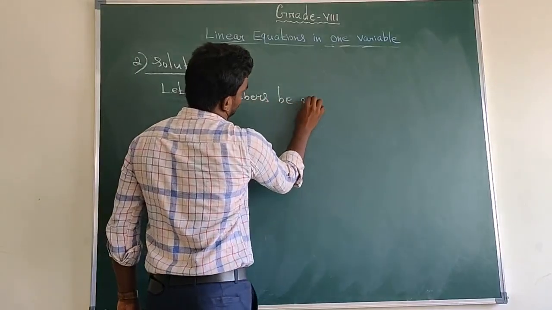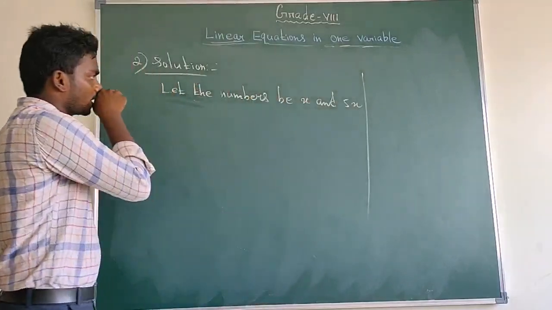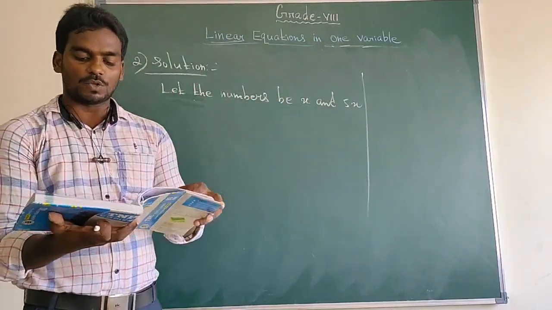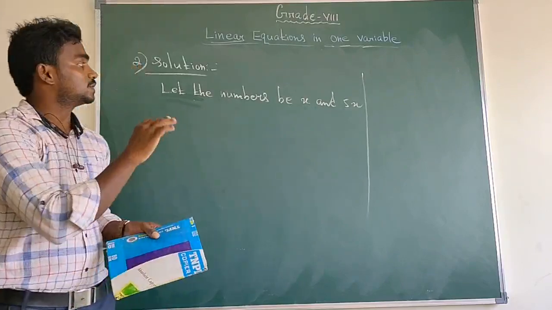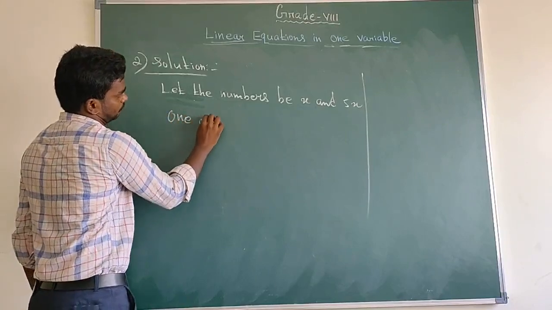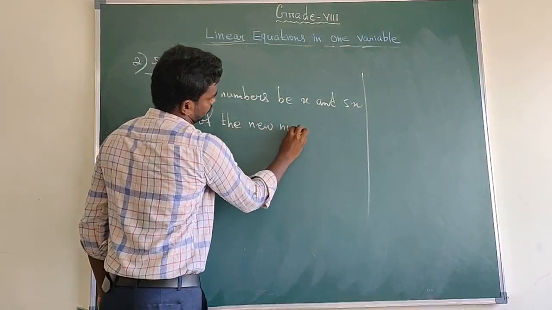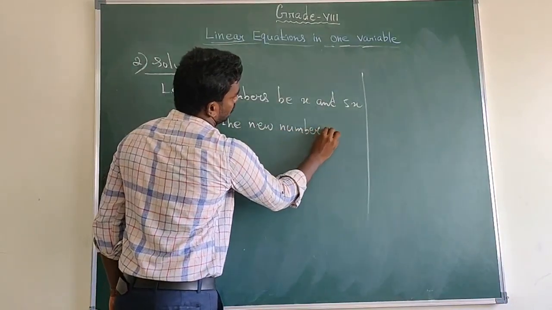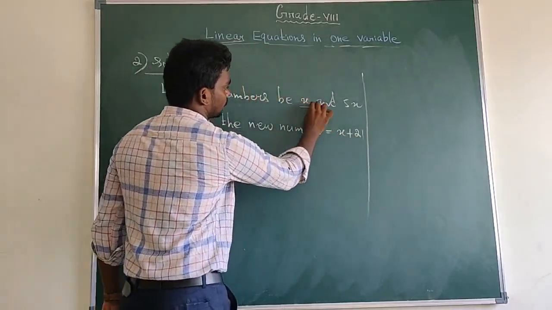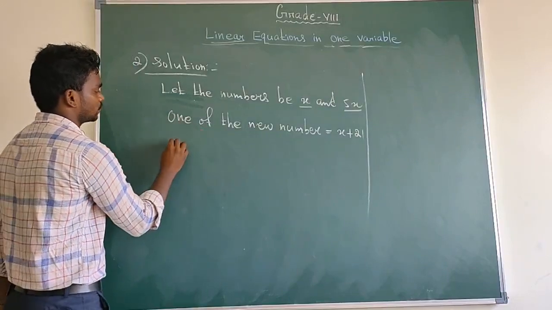Let the numbers be x and 5x. So one number is x and another number is 5x. The positive number is 5 times another number if 21 is added to both the numbers. If 21 is added to both the numbers, so one of the new number equal to x plus 21. So first number added to 21, second number also we want to add to 21. So one of the new number equal to x plus 21.